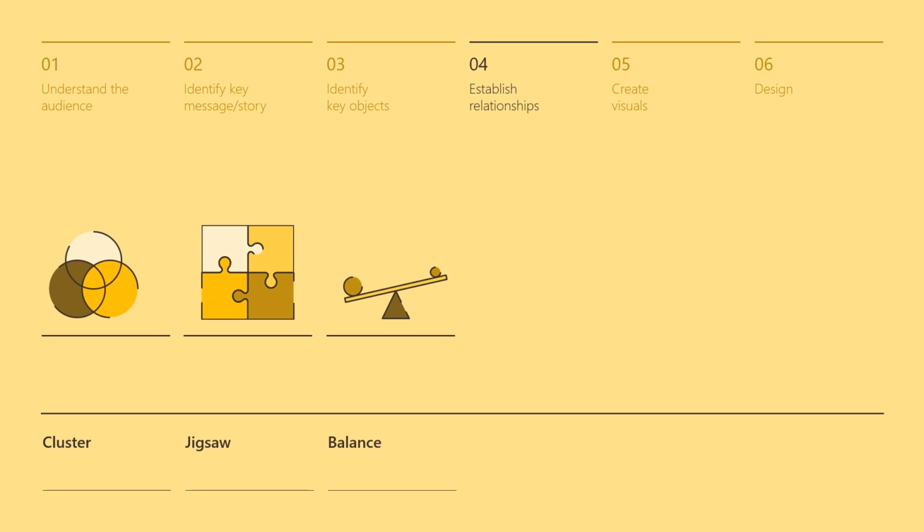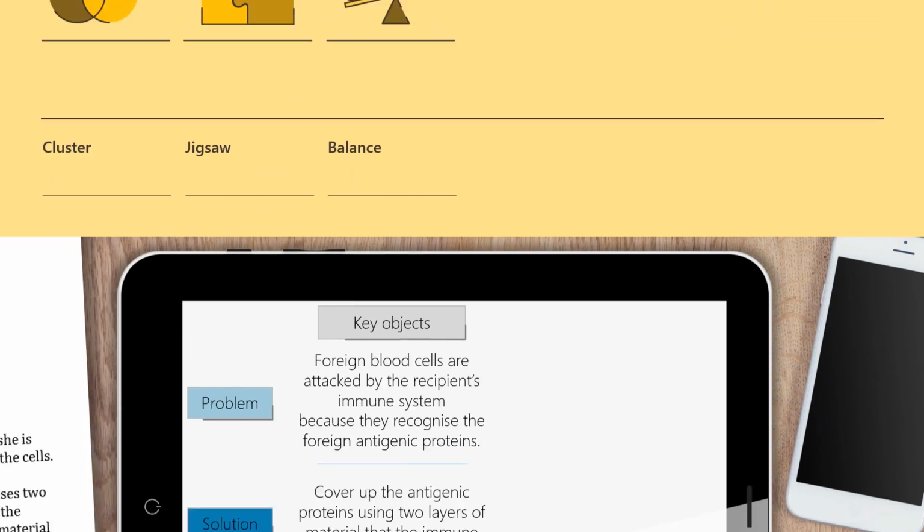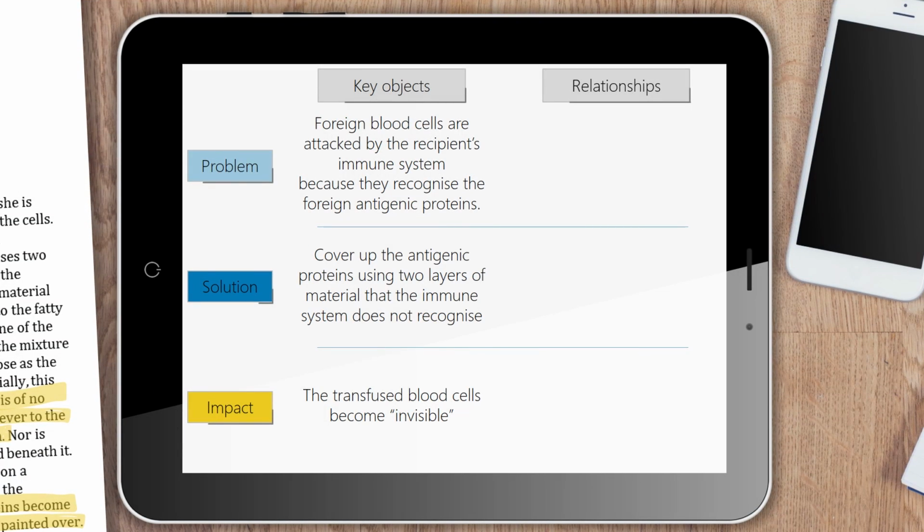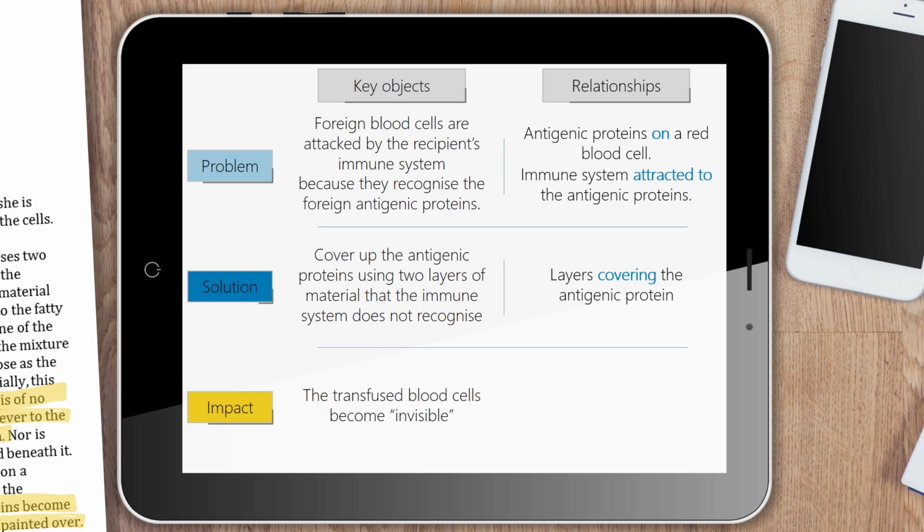Crucially, you also have to think about the overarching message that the slide is supposed to be getting across, which you established in stages 1 and 2. The key relationships of this story are the antigenic proteins on a red blood cell, the immune system attracted to the antigenic proteins, the layers covering the antigenic protein, and the immune system not being attracted to the antigenic protein.